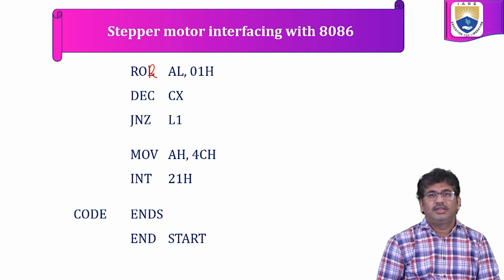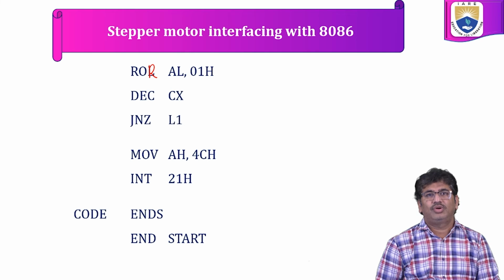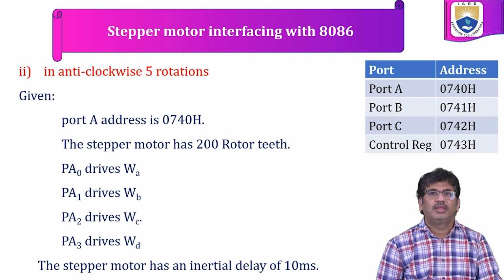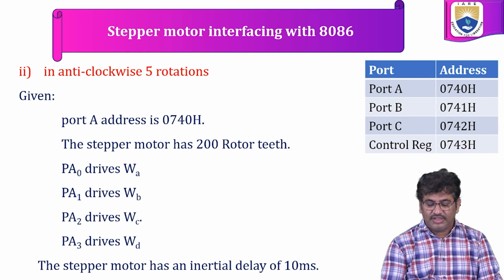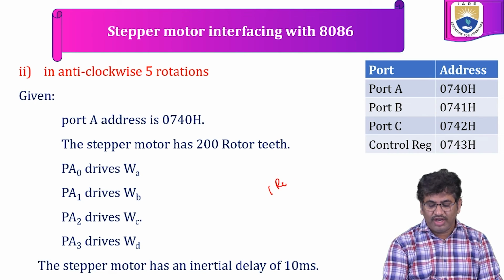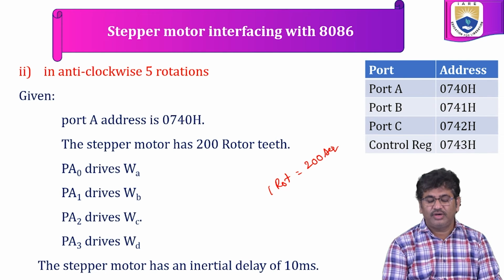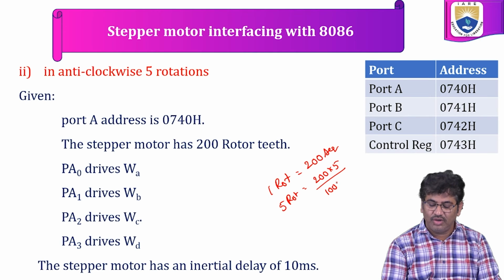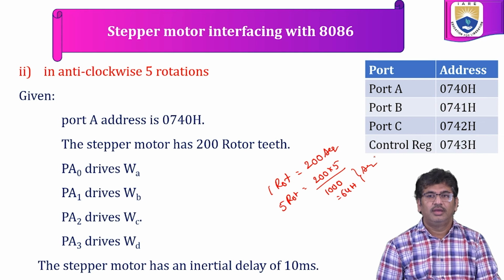Now we will see the rotation of the stepper motor in anti-clockwise direction for 5 rotations. Here also, the number of sequences we require for one rotation is 200, which is equivalent to the number of teeth. For 5 rotations, the number of sequences we require is 200 into 5, which is equivalent to 1000 sequences. In hexadecimal, it is equivalent to 3E8H sequences.